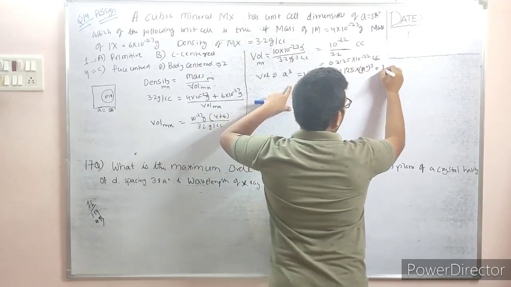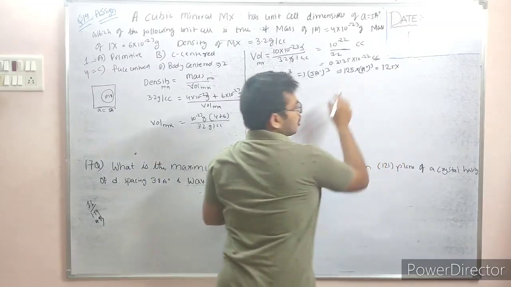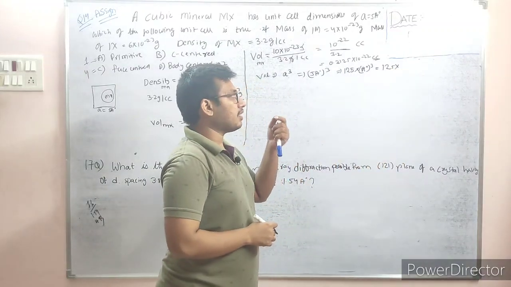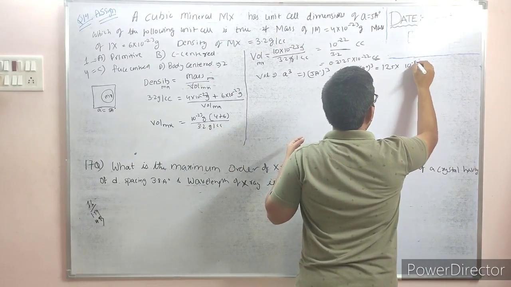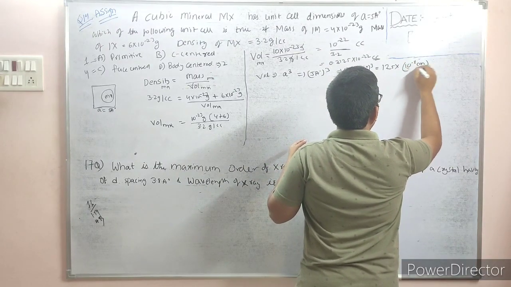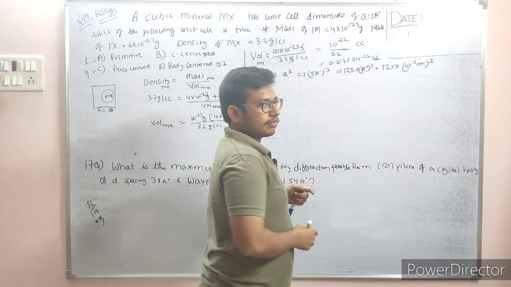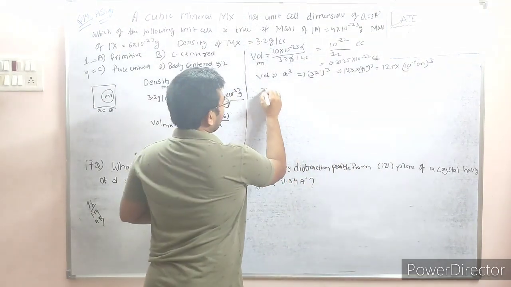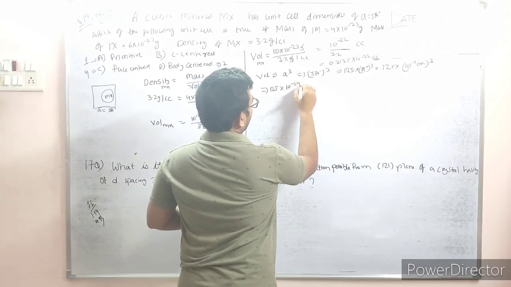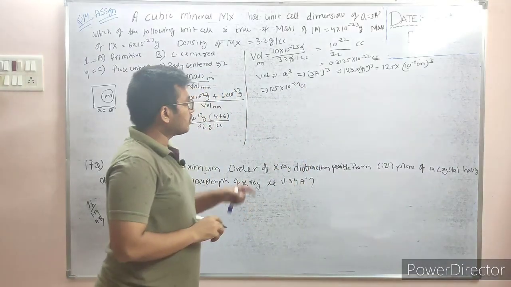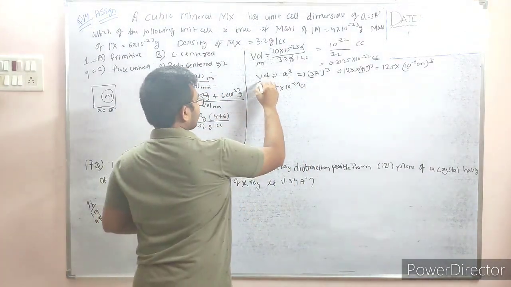Now we know 125 into 1 angstrom is equal to 10 to the power of minus 8 centimeter, 10 to the power of minus 8 centimeter whole cube. What will we get? We will get 125 into 10 to the power of minus 24 cc. This is the volume of unit cell.